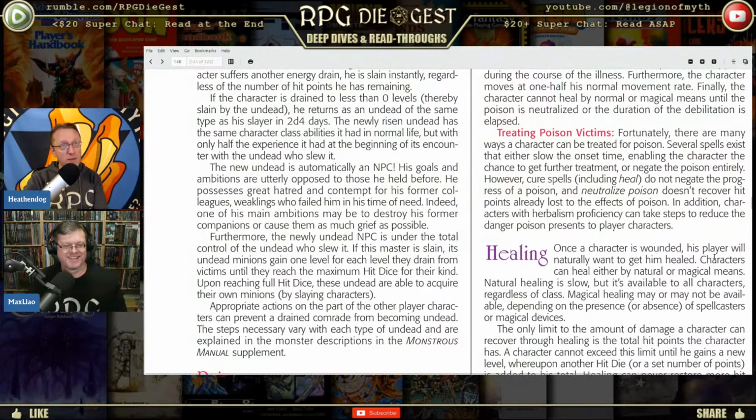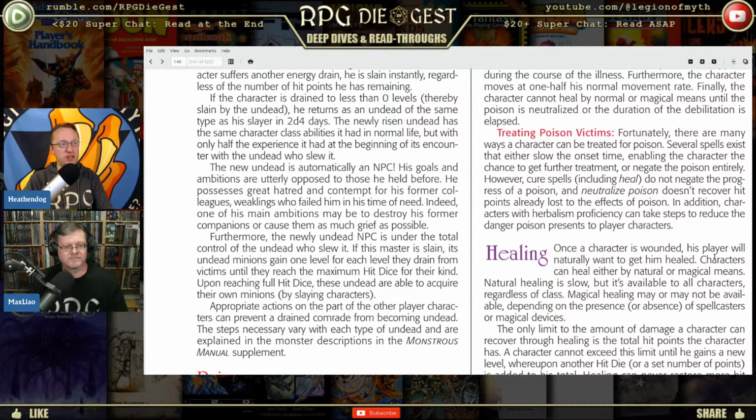The new undead is automatically an NPC. His goals and ambitions are utterly opposed to those he held before. Well, maybe not. It depends on the dude, right? He possesses great hatred and contempt for his former colleagues, weaklings who failed him in his time of need. I get that. Indeed, one of his main ambitions may be to destroy his former companions or cause them as much grief as possible, or turn them into him. Furthermore, the newly undead NPC is under the total control of the undead who slew it.